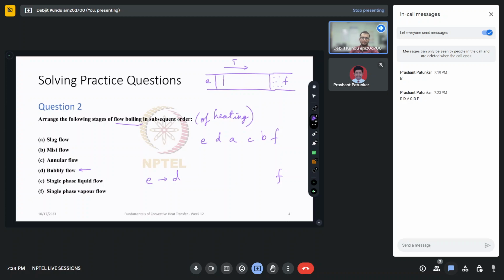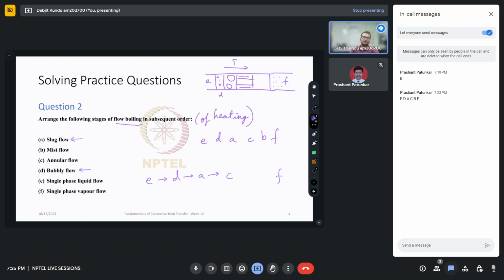Now in between, after E, little bubbles start appearing. We call that bubbly flow. So that is D. Then those bubbles grow bigger and coalesce with each other, forming bigger slugs of vapor. That is known as slug flow. So D would give rise to A. Then after slug flow, the entire annulus gets filled with vapor and there is only a thin layer of liquid near the wall. This is known as annular flow, which is option C.